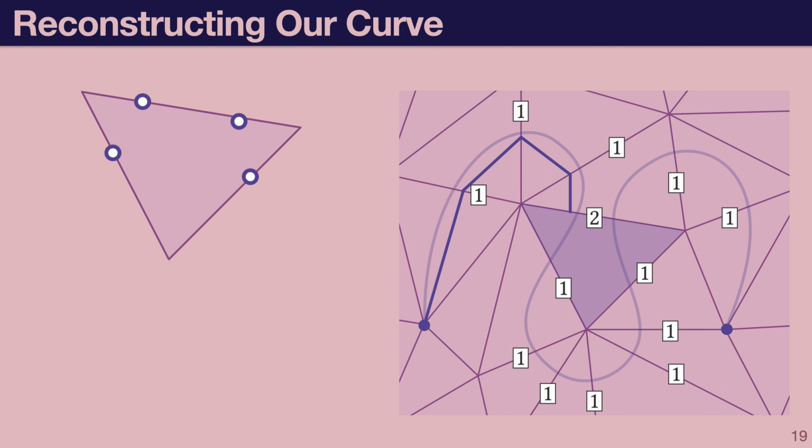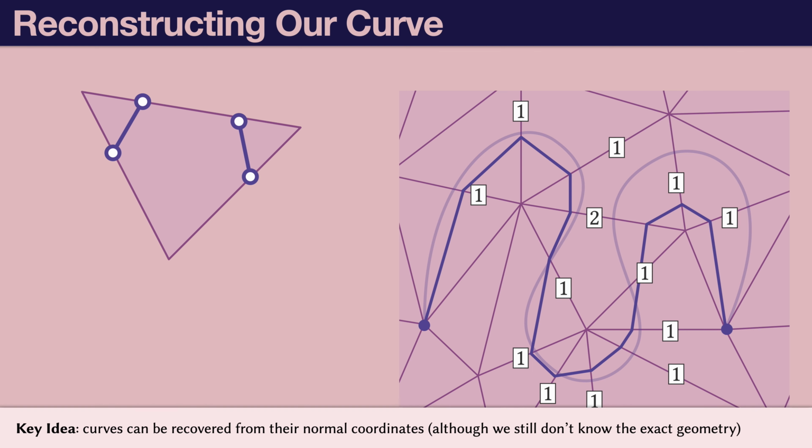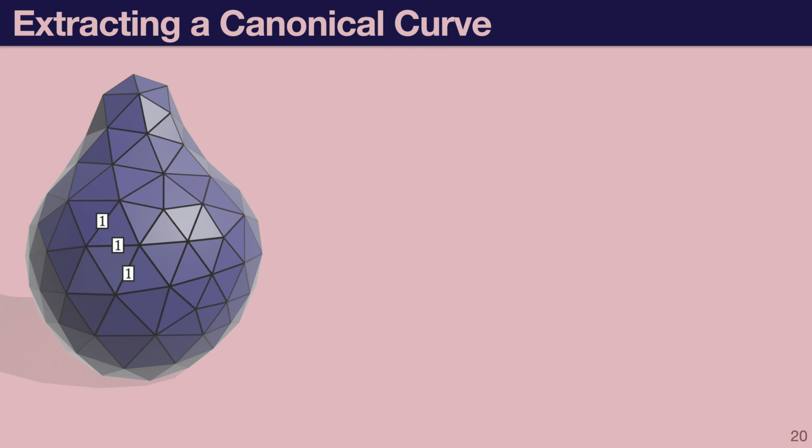But if we zoom in and draw the crossings, we find that there's only one way to connect them up without making a U-turn and without creating intersections. Indeed, by following our rules, we can trace out the rest of the curve without issue. The key point here is that we can recover the general path that this curve takes from its normal coordinates, although we still don't know the curve's exact geometry.